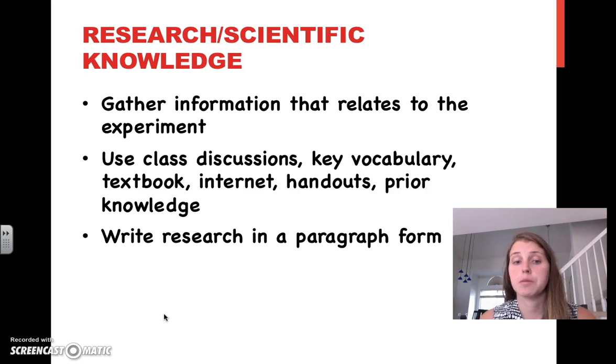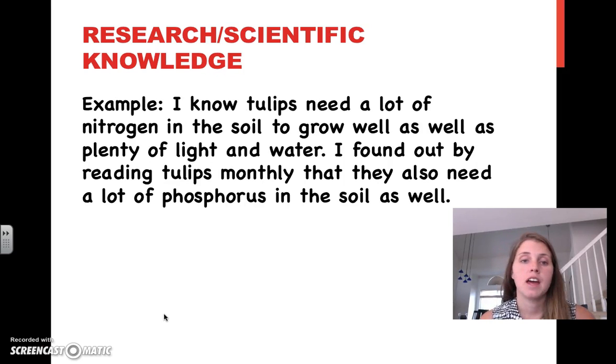And typically in your lab you will write your research in the form of a paragraph. So no bullet points or anything, but a full paragraph on what you already know on the topic. So this might be an example for the example I gave last time: I already know that tulips need a lot of nitrogen in the soil to grow well, as well as plenty of light and water. I found out by reading Tulips Monthly that they also need a lot of phosphorus in the soil as well. So that might be something that I include in my research or scientific knowledge paragraph.